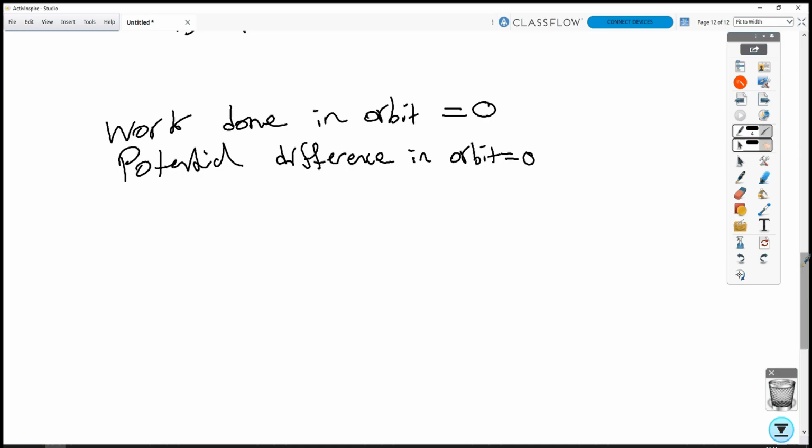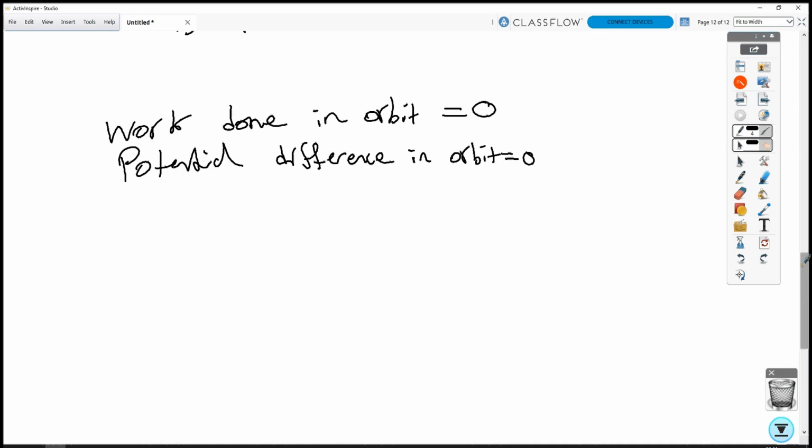So moving from X to Y, work has to be done. Moving from Y to Z, work has to be done. But if you go from A to B directly, or you go A to X to Y to Z to B, the work done is the same. Okay? Yeah?